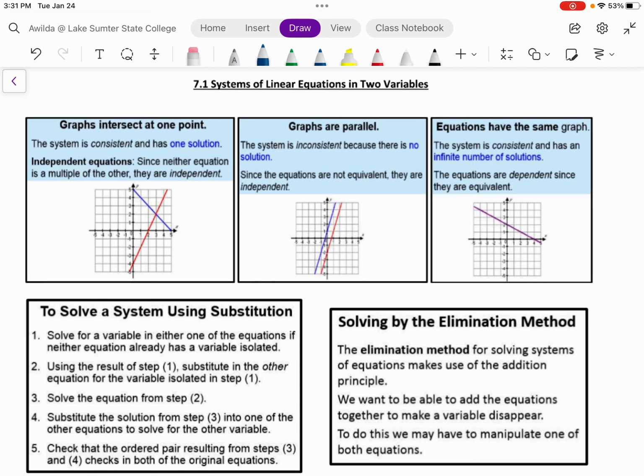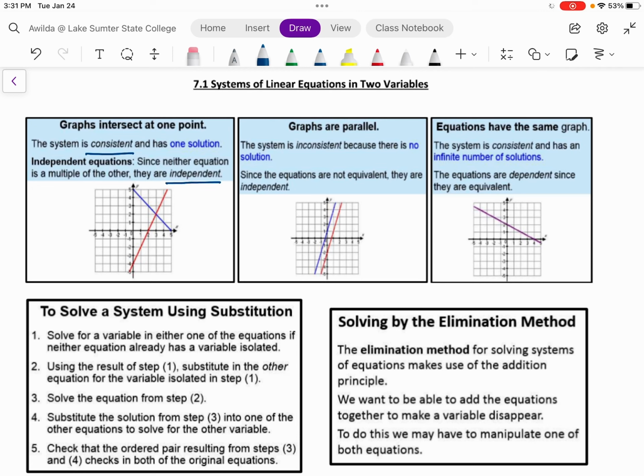First, it could be that the graph of the two lines intersect at one point. In that case, we say that there is one solution to the system of equations, and the solution is the ordered pair that represents that point of intersection. In that case, we say that the system is consistent, which means that a solution exists. Also, because the two lines are distinct, they are different lines, we say that the system is independent.